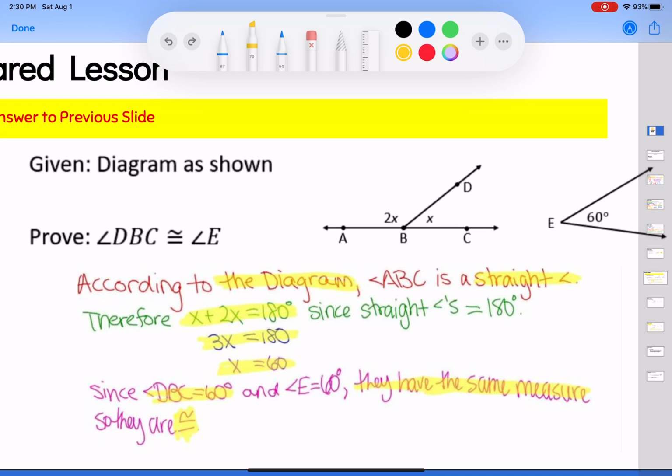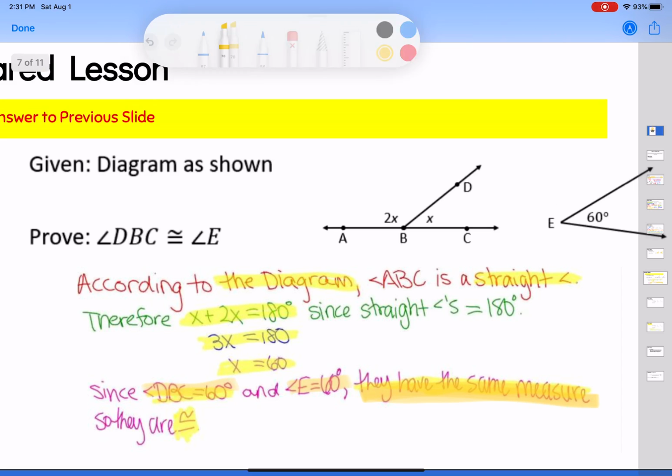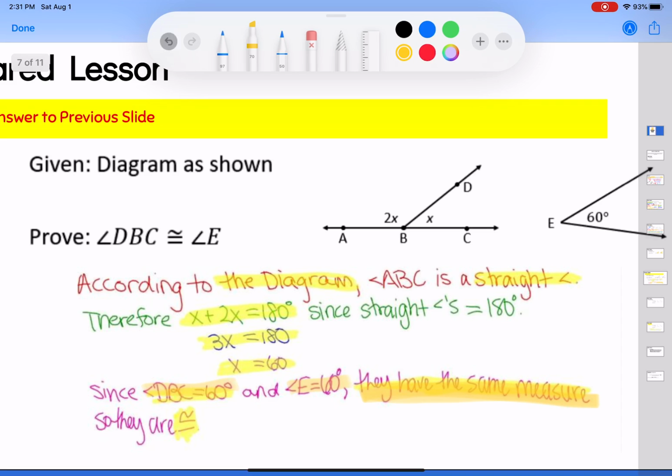So since angle DBC equals 60 degrees, since I can see that in my picture, and angle E equals 60 degrees from my picture, they have the same measure, so they are congruent. Make sure that you've included that they have the same measure, and make sure that you have stated the measure of each of them to show that they're the same. So again, the why they are congruent is that they have the same measure. You have to have those words included in your paragraph proof.